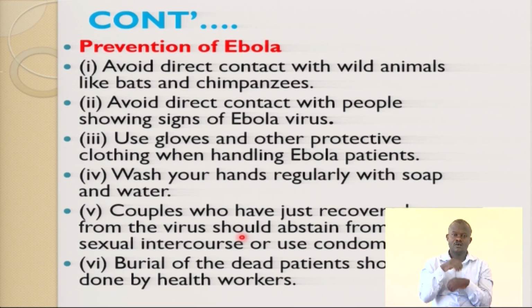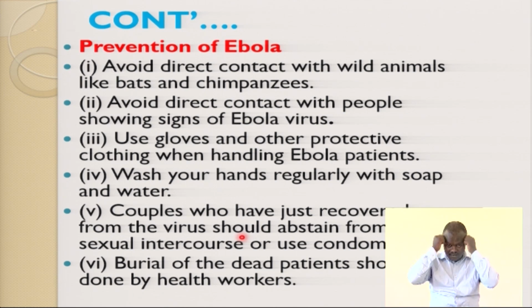Number 4, wash your hands regularly with soap and clean water, as we are doing today. Why are we washing our hands with clean water and soap? To avoid the pandemic of COVID-19. Also, to prevent Ebola, you have to wash your hands regularly with soap and clean water. Number 5, couples who have just recovered from the virus should abstain from sexual intercourse or use condoms. When you've been recovering, you should not have unprotected sex.